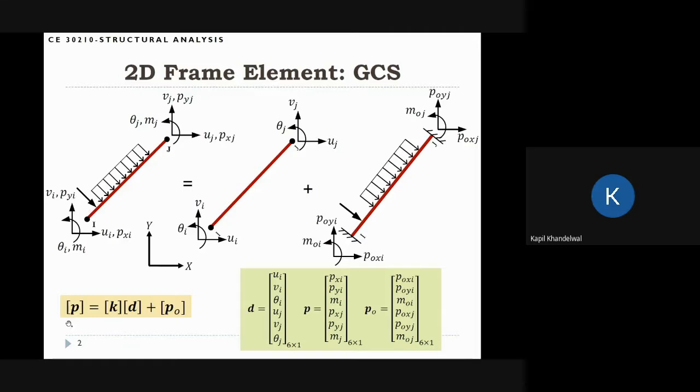And the load vector is P, and P is related to the displacement vector by stiffness matrix K, and we also need to add the fixed end forces P0. And always remember that P0 are also in the global system, so they are expressed in the global X and Y directions, both at I end and J end. And this is how we can write the equilibrium for a 2D frame element. And we need to figure out what is K and what is P0.